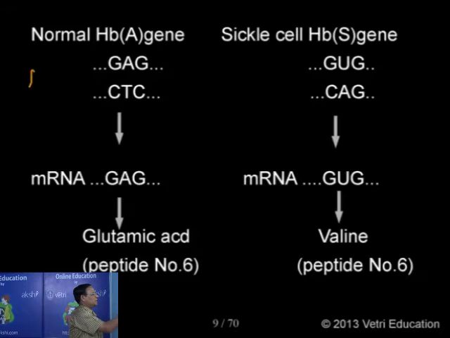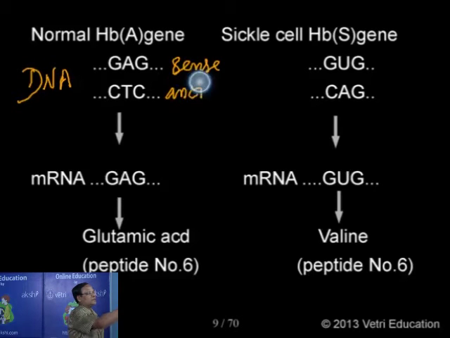So this is a DNA molecule. Now this is what is called the sense strand. So this is the sense strand having the original gene, GAG. And this strand is not acting as a template, you know that one. If this strand is acting as a template, it cannot have the codon GAG anymore.